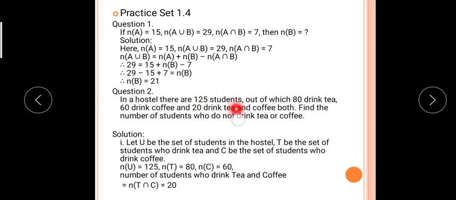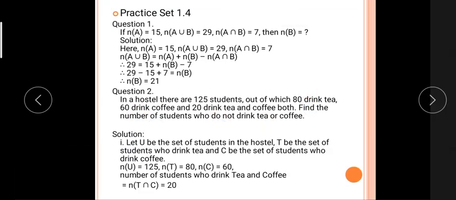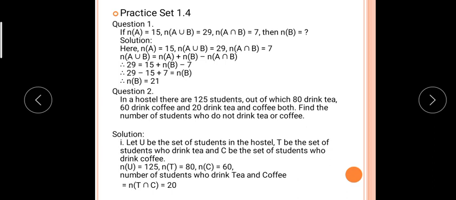How many total number of students are there? 125. Out of which 80 drink tea, 20 drink coffee, and 20 drink tea and coffee both. If you are observing, specifically drinking tea is 80. Only drinking coffee is 60. And common means what? It is intersection. Common means intersection. And total number of students means a universal set, that is the number of U, n of U.